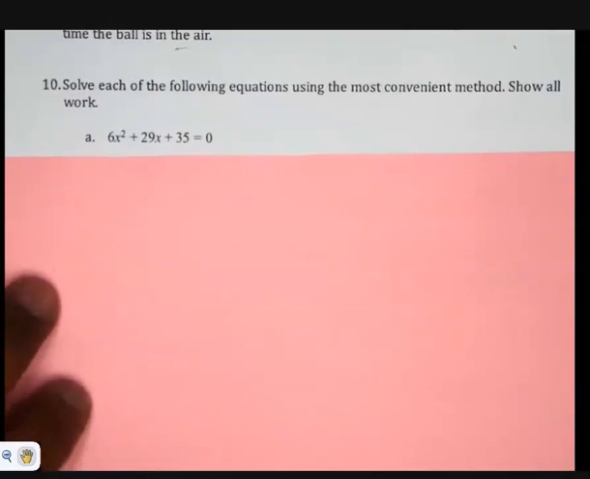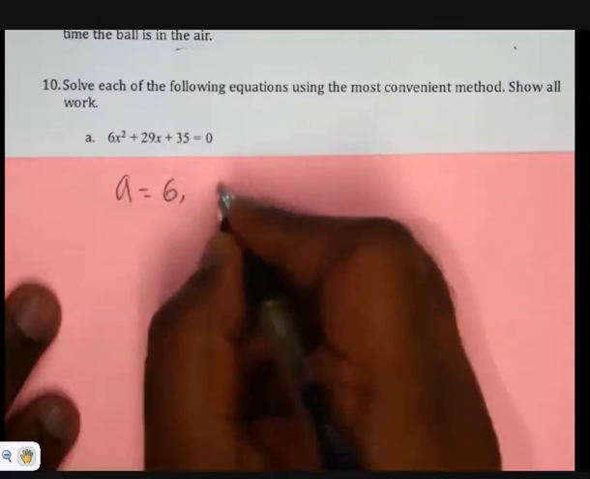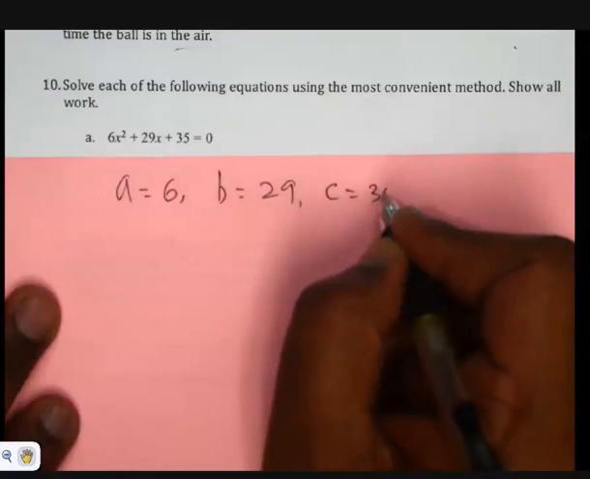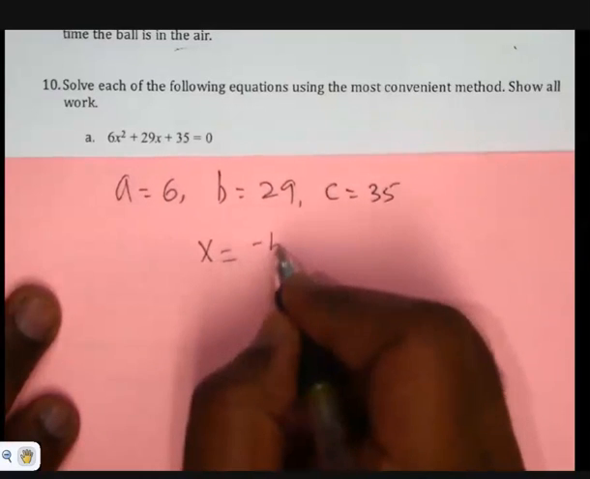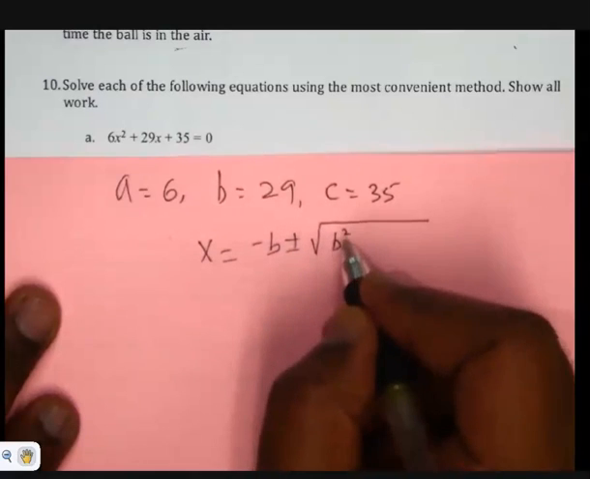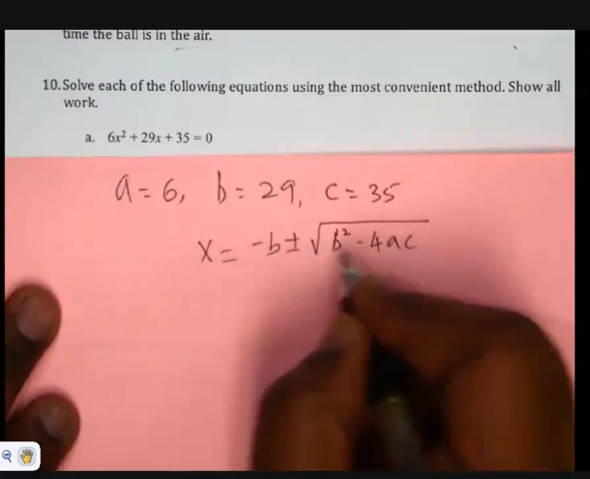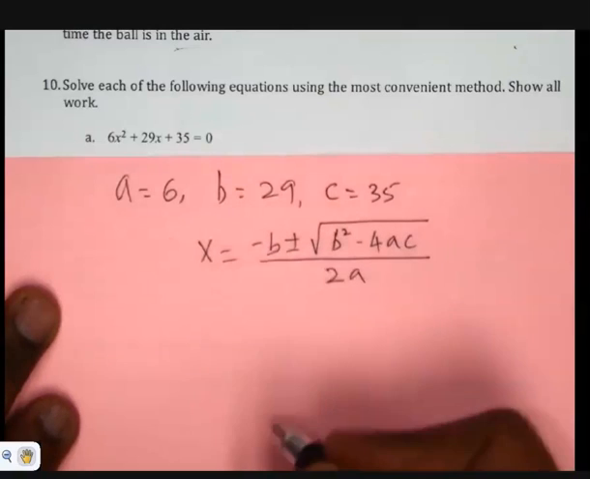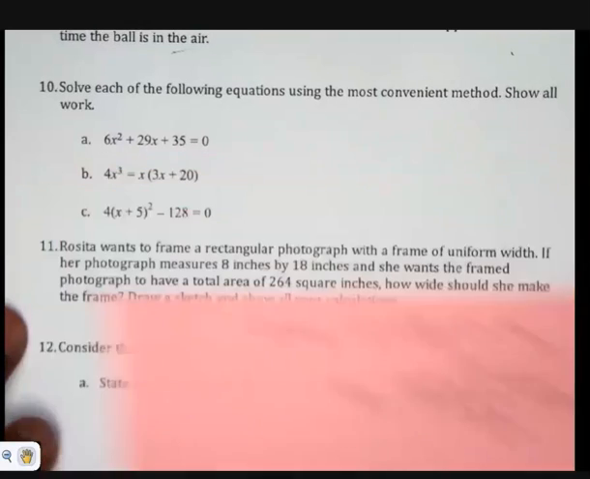So the first one, here you see a is equal to 6, b is equal to 29, and c is equal to 35. You can solve by using your formula. x is equal to negative b plus or minus square root of b squared minus 4ac, all over 2a. Substitute these values and simplify. You'll end up getting two answers, right?